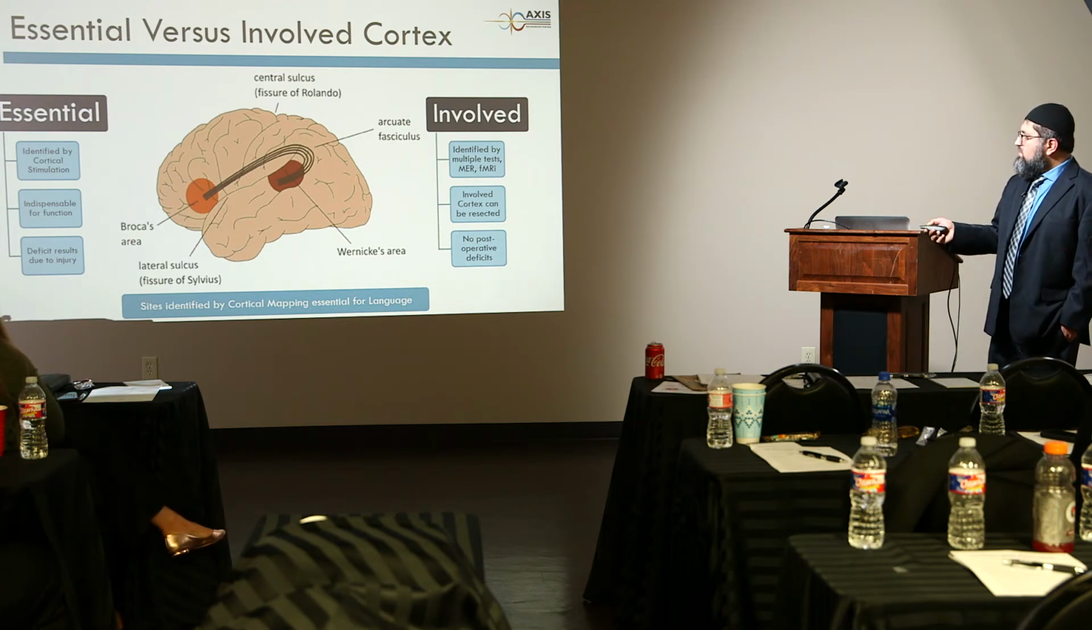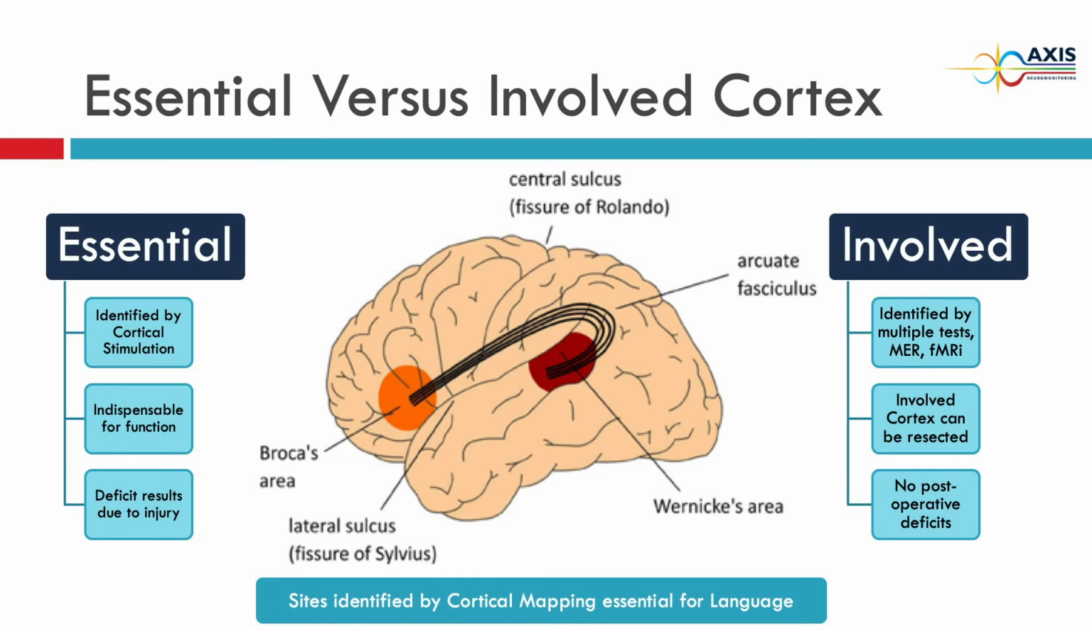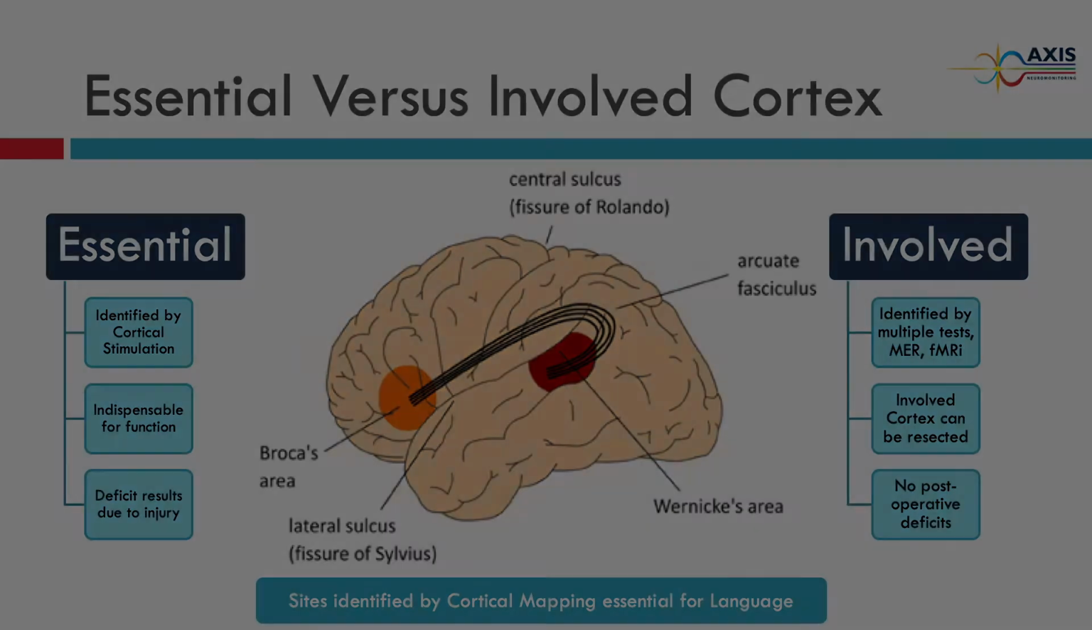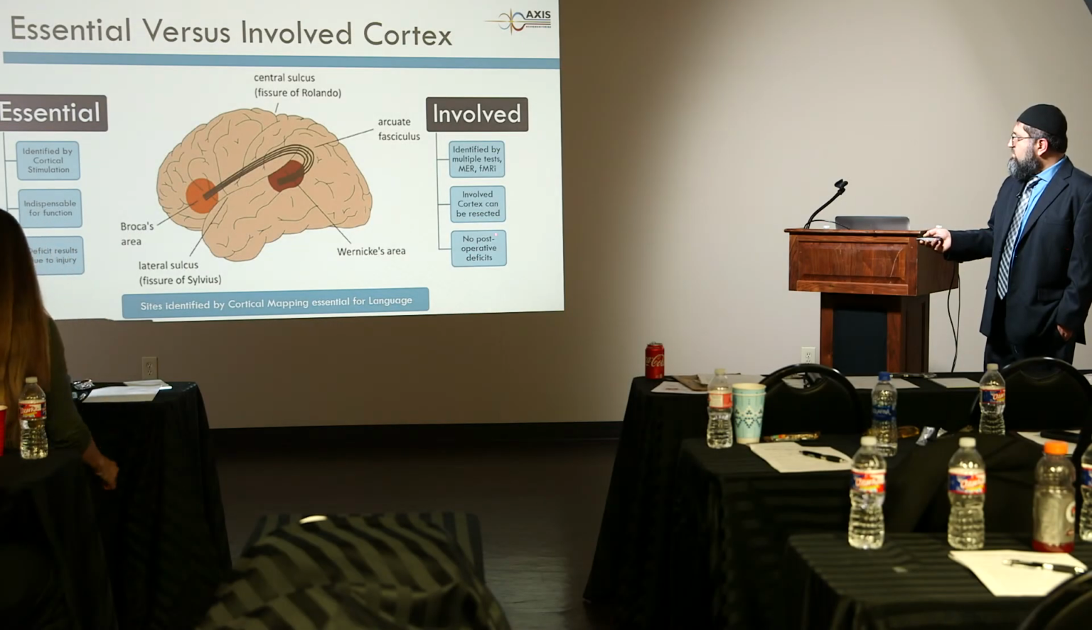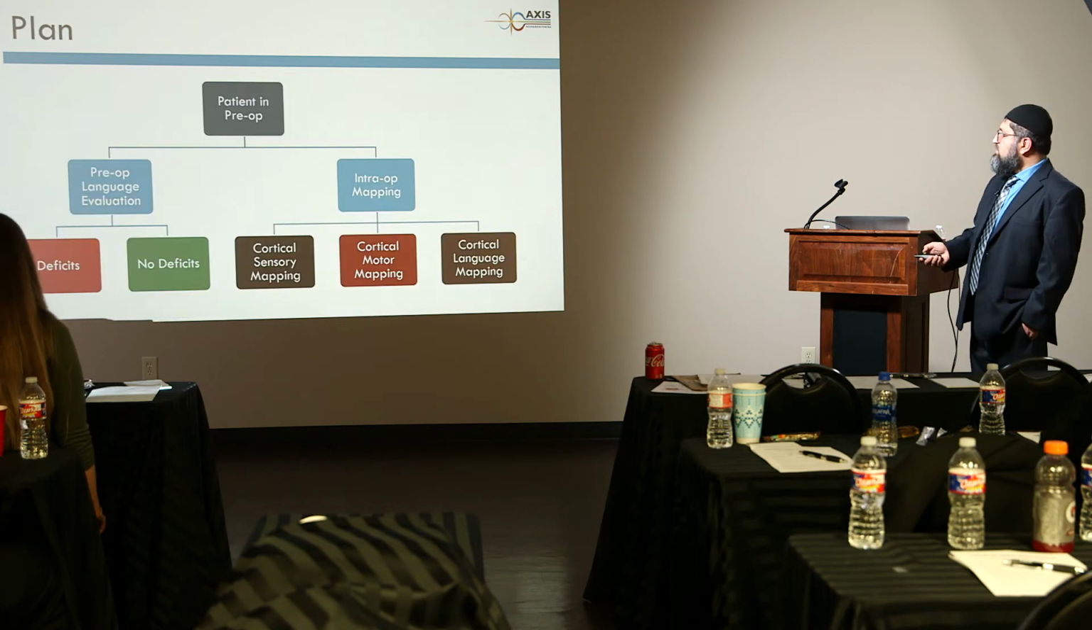So when you're stimulating, essential areas are identified by cortical stimulation, and they are indispensable for function, so we cannot resect there. Any deficit will result in injury. The involved areas are identified by multiple tests like MER and functional MRI. Involved cortex can be resected, with no postoperative deficit if you're doing resection there.